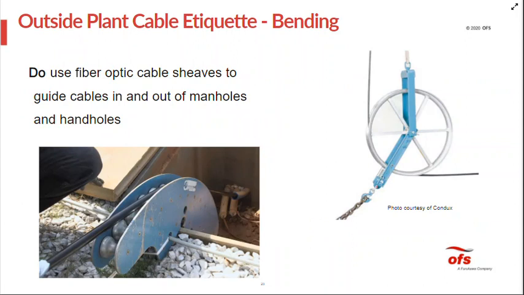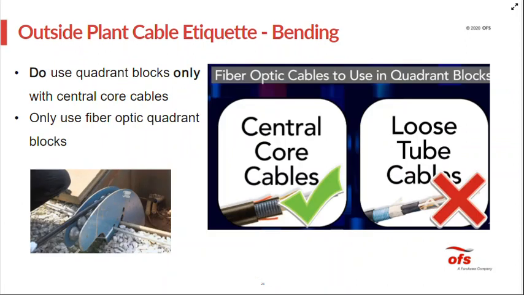Guiding the cable in and out of handholds and manholes. Do use proper sheaves and quadrants. Do use fiber optic cable sheaves. An example is shown here on the right of a fiber optic cable sheave. This particular sheave is manufactured by Condux and has a large diameter, suitable to support the bend radius for the cable. On the left is a large diameter quadrant block, also designed for fiber optic cable, that is suitable, maybe not for all cables, but in some applications. I'm going to touch on that in this next slide.